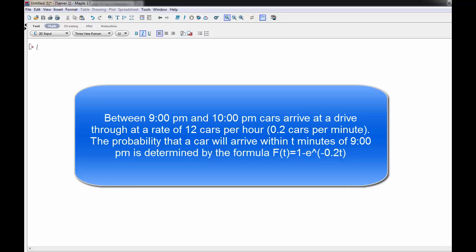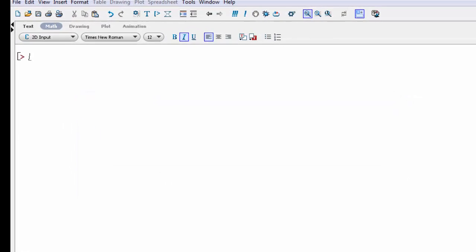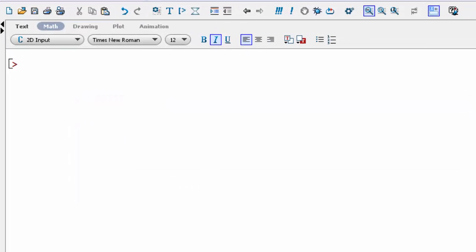The probability that a car will arrive within t minutes of 9 p.m. is determined by the formula f of t is equal to 1 minus e to the minus 0.2t, where e is the Euler coefficient. First of all, let's define our function. We want f to take t to 1 minus e to the minus 0.2t.